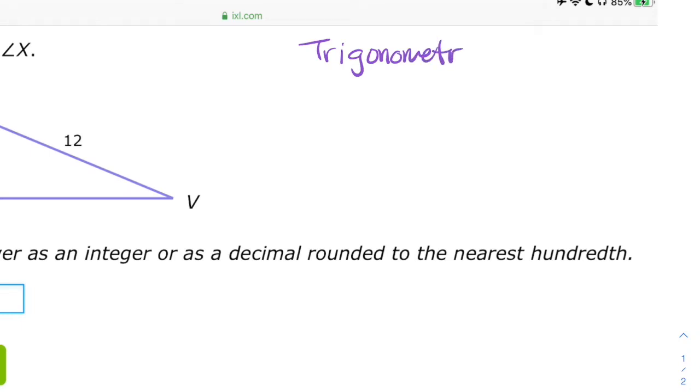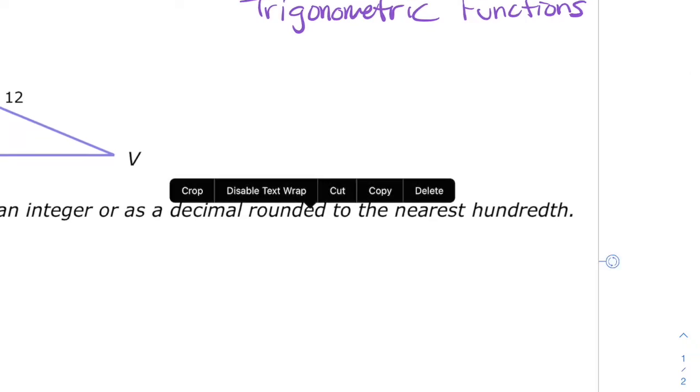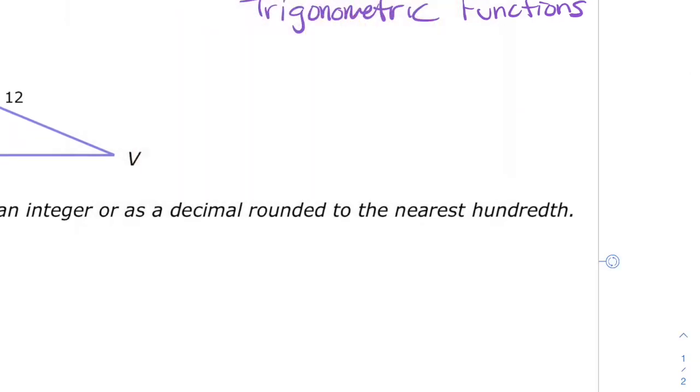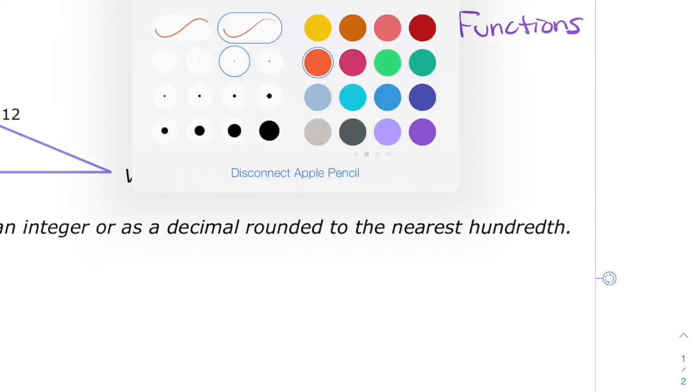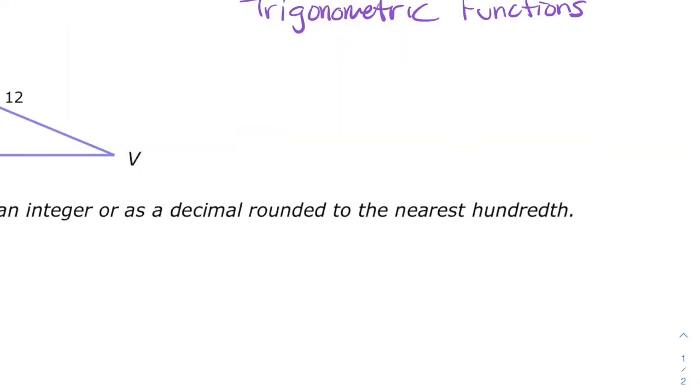Trigonometry. We're actually working with trigonometric functions. What's really cool about these functions is that there are three major ones. There are six total, but we're going to focus on the three major ones. The first one is called sine. The second one is called cosine. And the third one is called tangent.